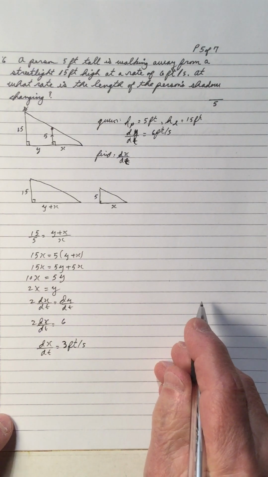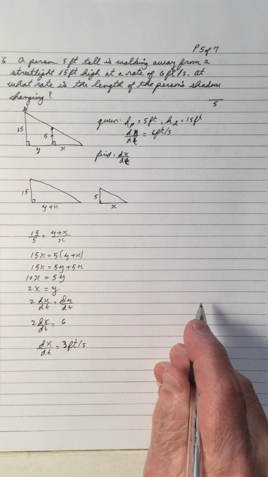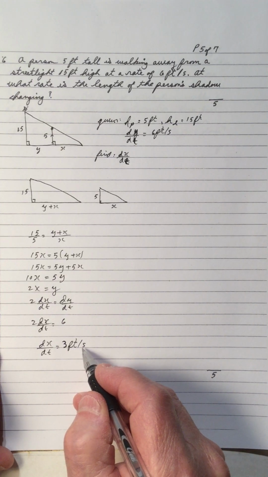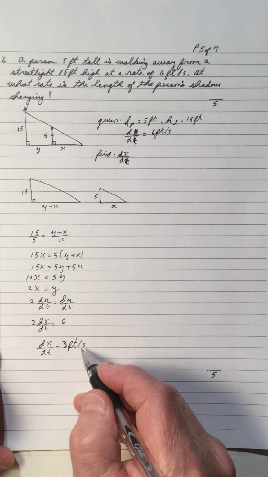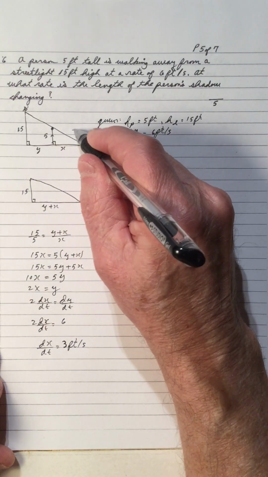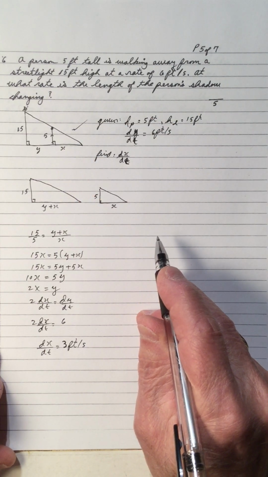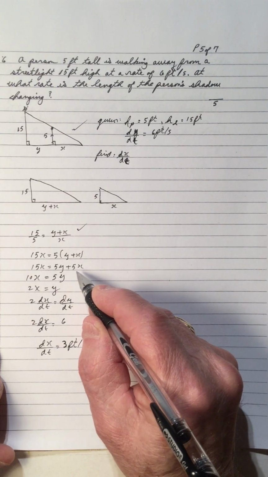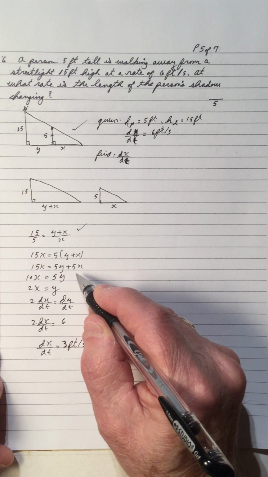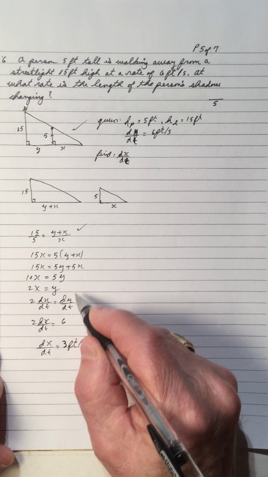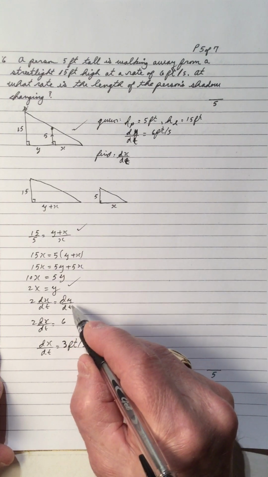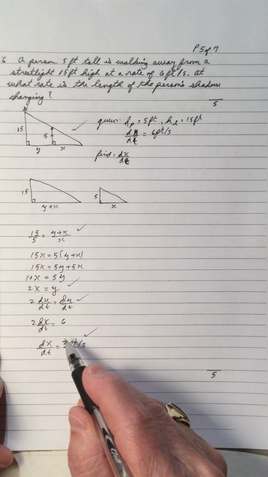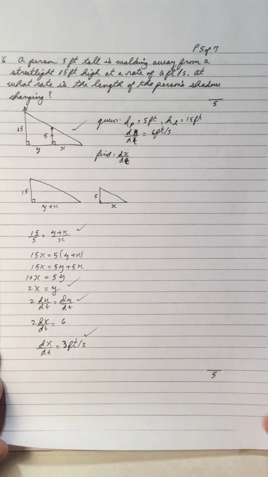So we had to use similar triangles to show this relationship. And there's 5 marks. If you did the triangle correctly, I gave you a mark. If you did the ratio here, I gave you a mark. If you solved it out, 2x equals y, right here, I gave you a mark. If you did the derivative correctly, I gave you a mark. And if you substituted 6 in and got the 3 feet per second, I gave you another mark. So 5 marks altogether.